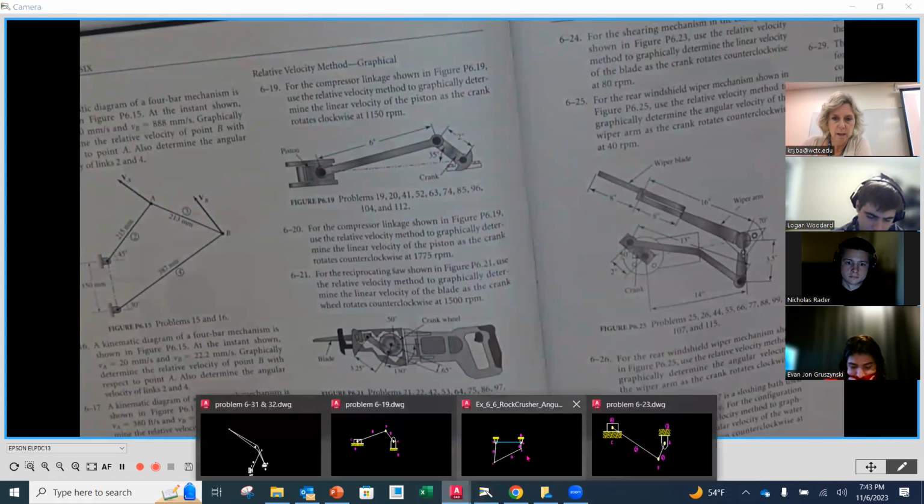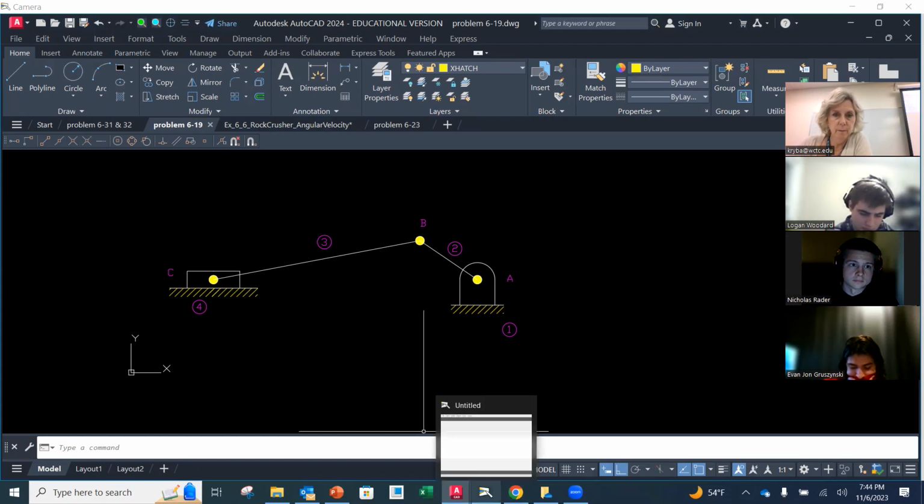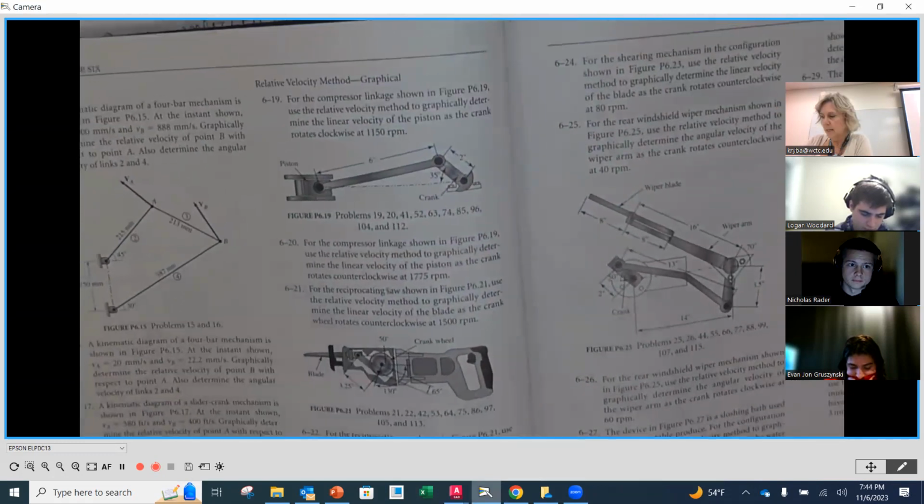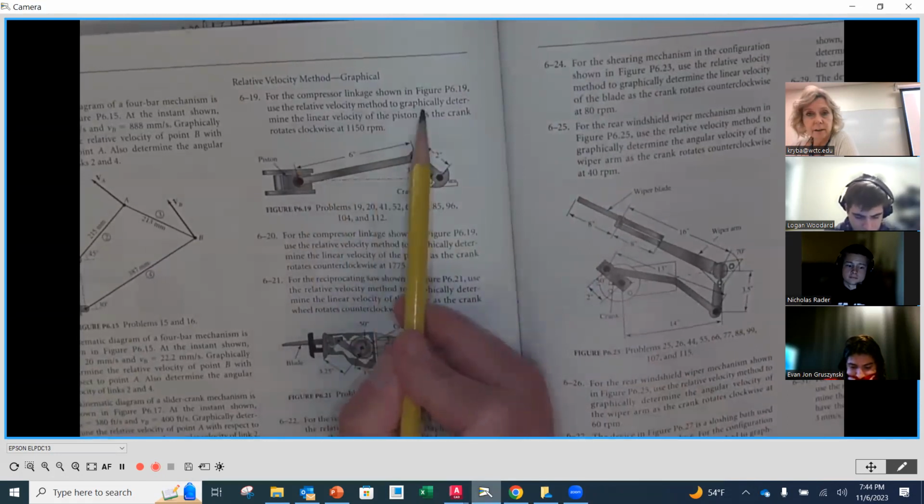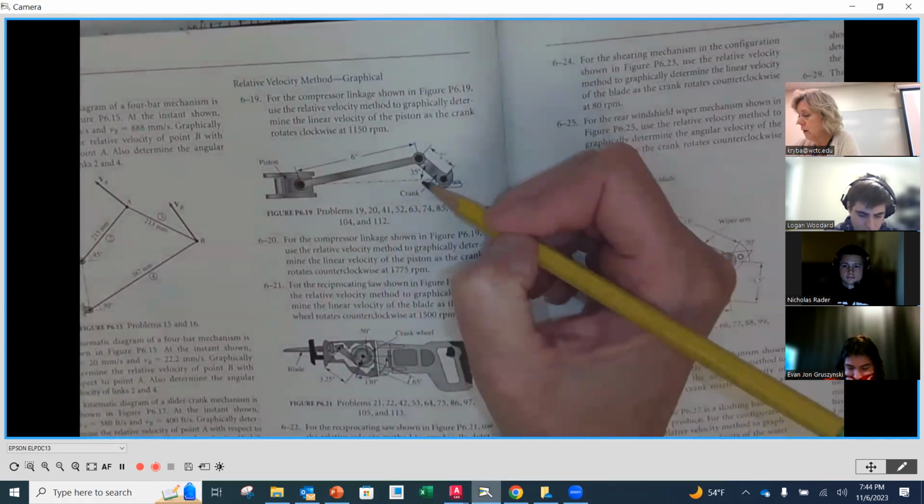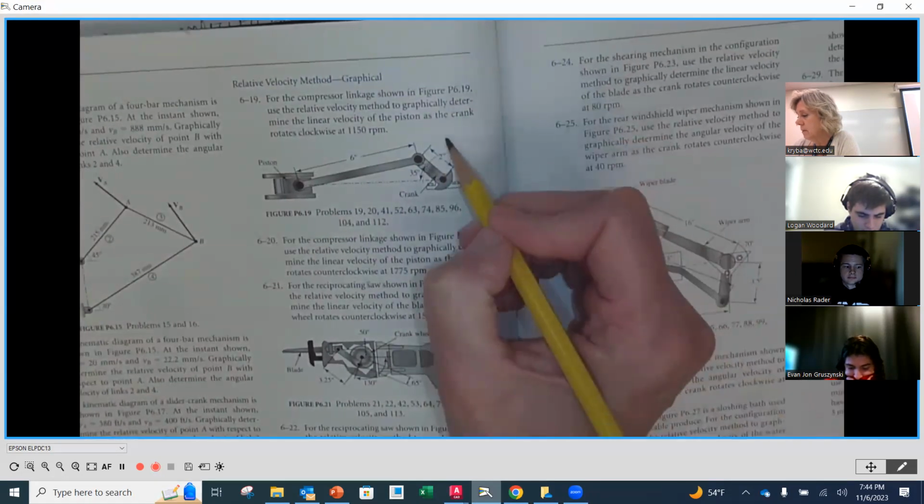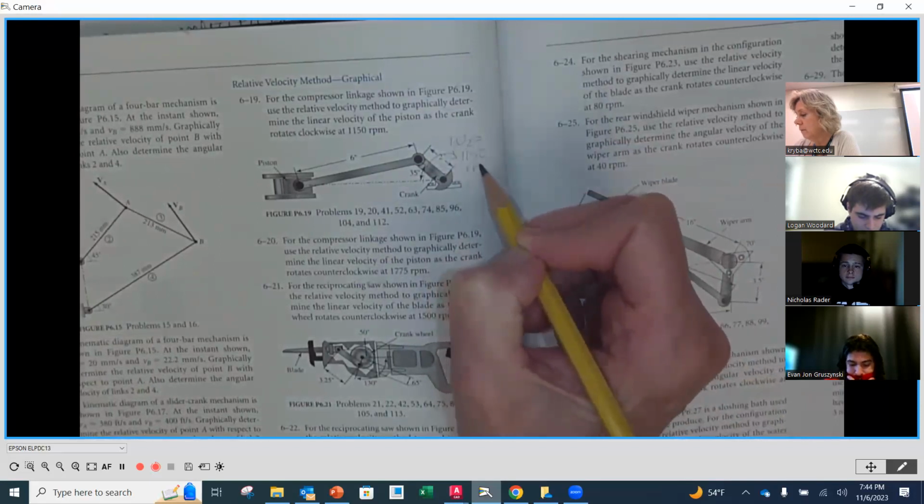So if we go here, wait a second. Yeah, here's 19. Okay, so 19 is going to look like this in AutoCAD. And if we go back to the problem, it says for this compressor linkage shown, use the relative velocity method to graphically determine the linear velocity of the piston as the crank rotates clockwise at 1150 RPM. So clockwise is this way. So this is going to be our W2, if you would, and it's going 1150 RPMs, right?